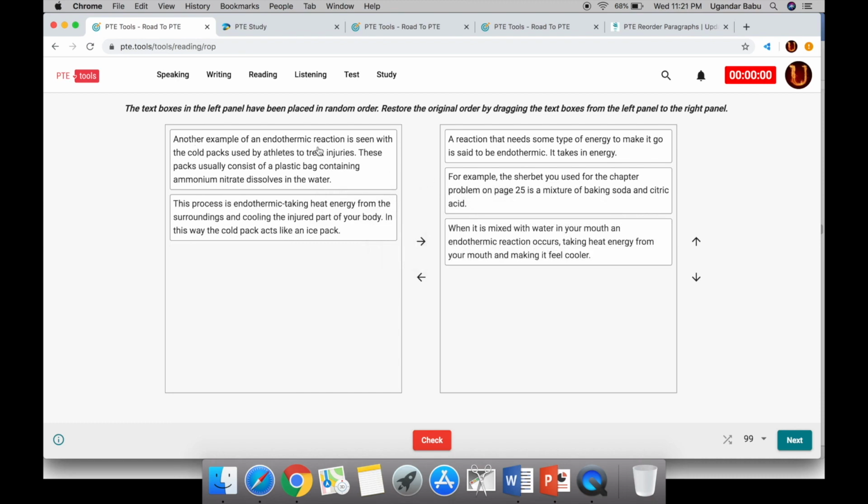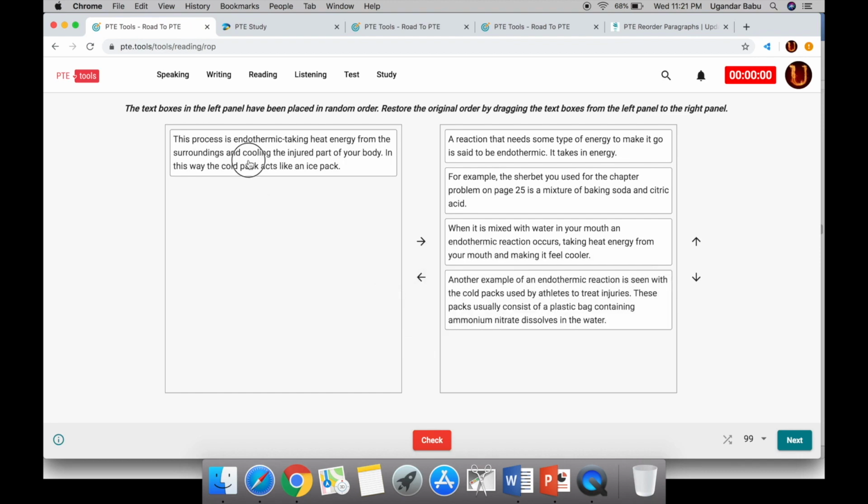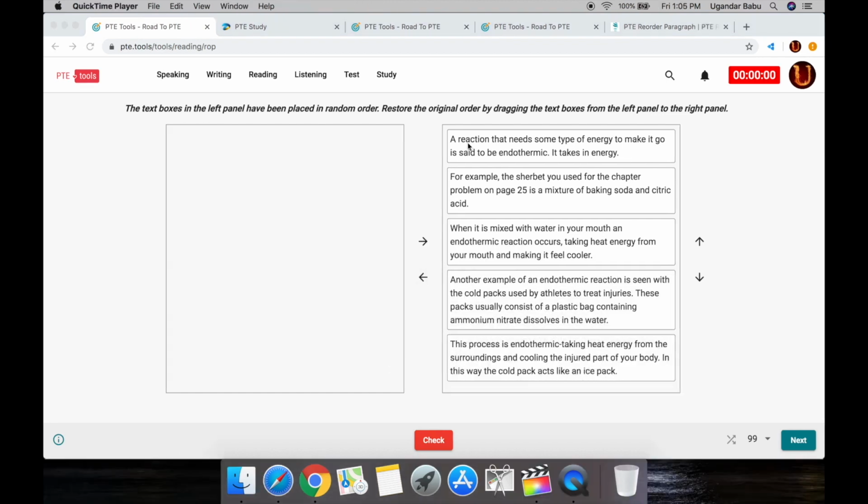Another example of an endothermic reaction is seen with the cold packs used by athletes to treat injuries. Here they are talking about cold packs. This process is endothermic, taking heat energy from the surroundings and cooling the injured part of your body. Here they are talking about injuries and this is the supporting point for this paragraph. So this comes next and this is the last sentence. If you know the meaning of the definition, then you can easily relate the paragraphs.